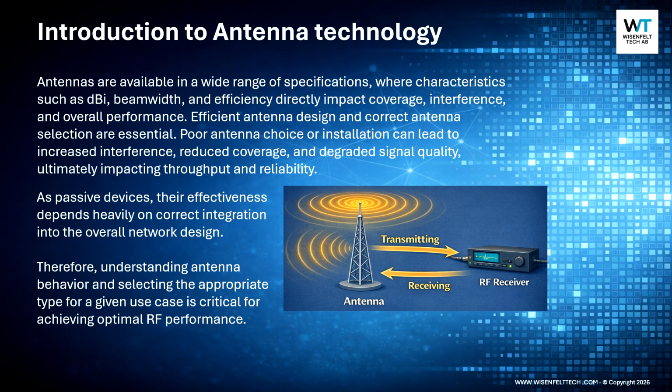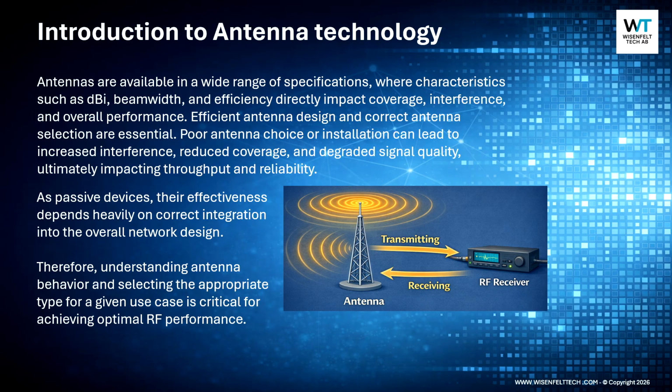Antennas are available in a wide range of specifications, where characteristics such as dBi, beamwidth, and efficiency directly impact coverage, interference, and overall performance. Efficient antenna design and correct antenna selection are essential. Poor antenna choice or installation can lead to increased interference, reduced coverage, and degraded signal quality, ultimately impacting throughput and reliability. As passive devices, their effectiveness depends heavily on correct integration into the overall network design.